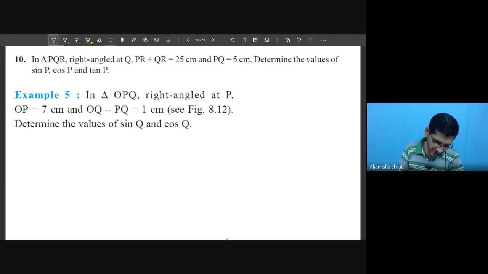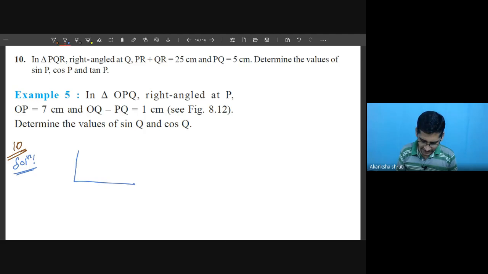Let me solve question number 10. What is given in the question? A triangle PQR is given with right angle at Q. Just draw one like this. Consider this as P, this as Q, this as R. This is the angle P. If you take this Q, then you can get this angle R also, because Q is already a right angle, meaning 90 degrees.